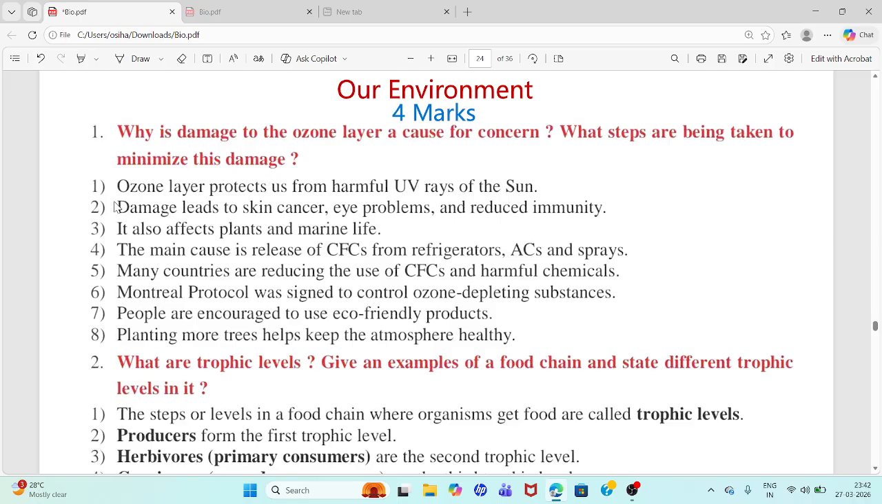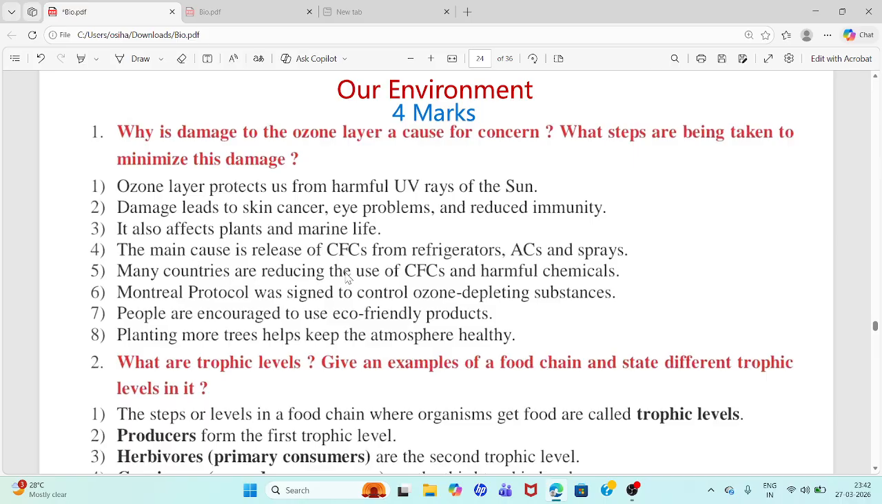First point: the ozone layer protects us from harmful UV rays of the sun. Damage leads to skin cancer, eye problems, and reduced immunity. It also affects plants and marine life. The main cause is release of CFCs from refrigerators, ACs, and sprays.